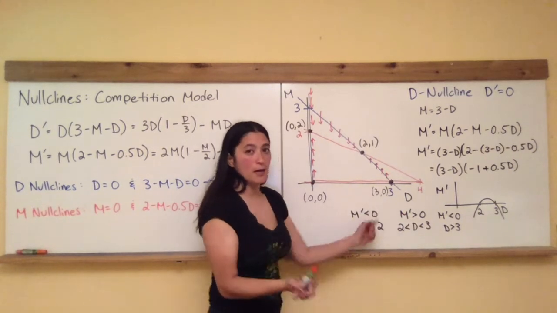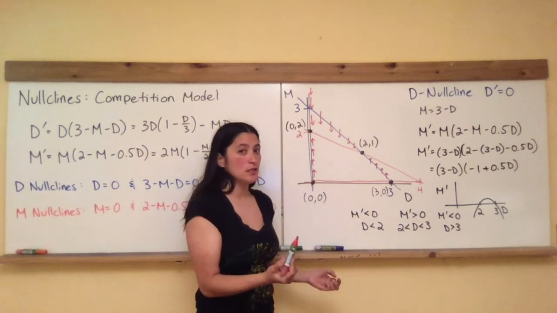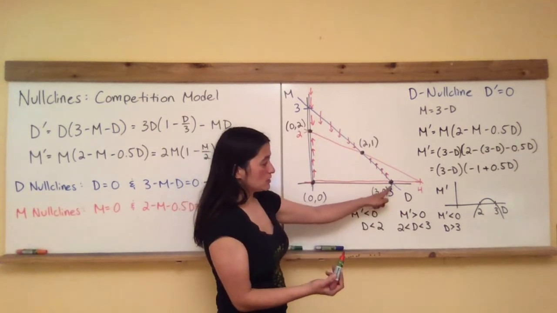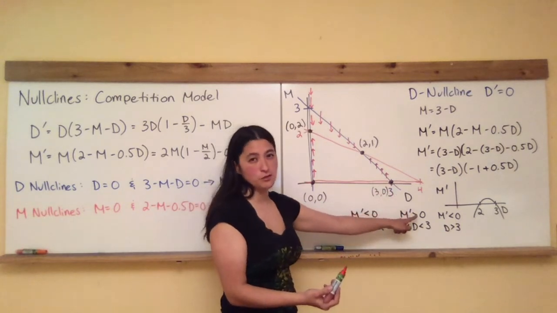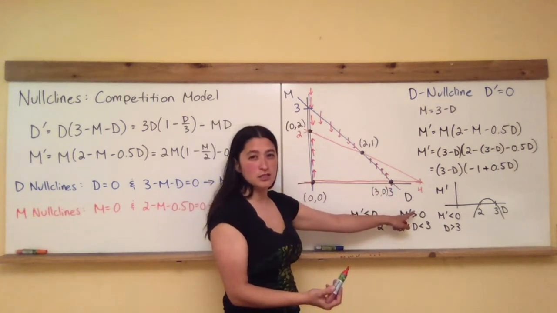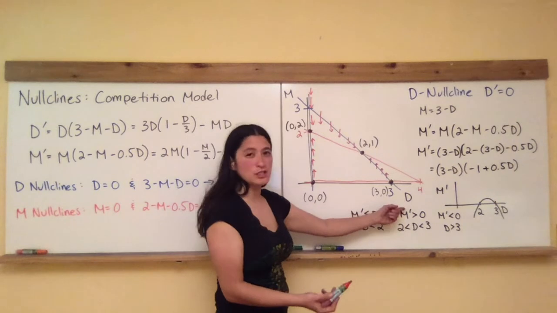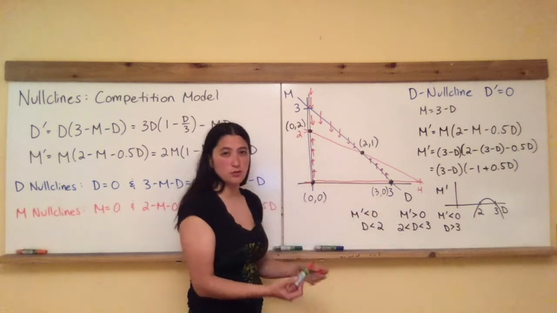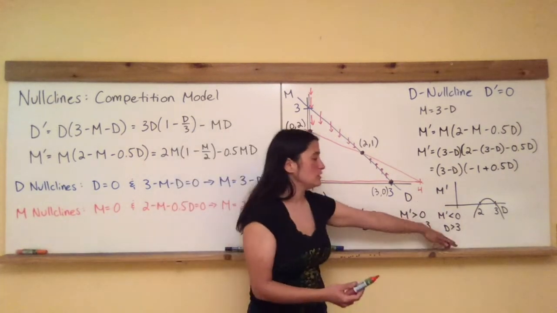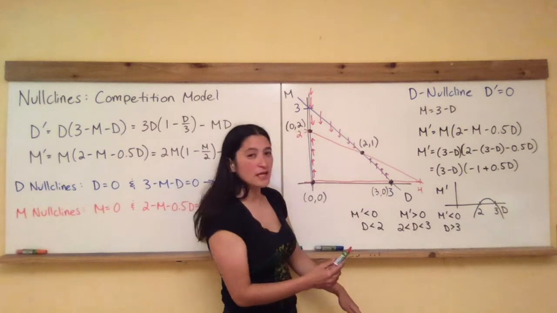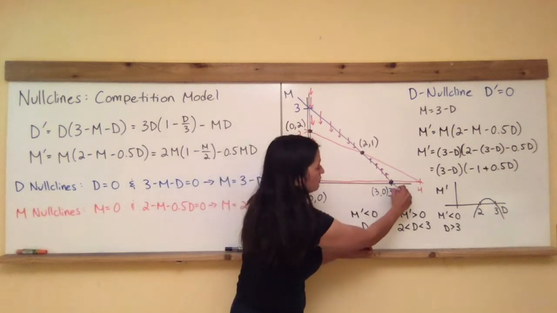However, remember, I'm only drawing this on the nullcline. And when d is greater than 3, the nullcline falls into the 4th quadrant, which is not ecologically reasonable for me to analyze, so I don't even really need to bother with that part. But if I did, I would put some down arrows in there.